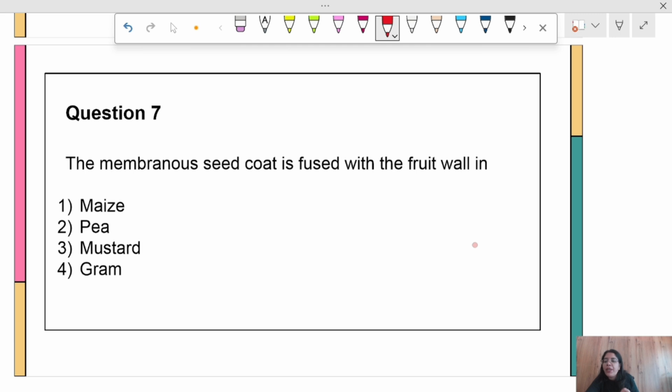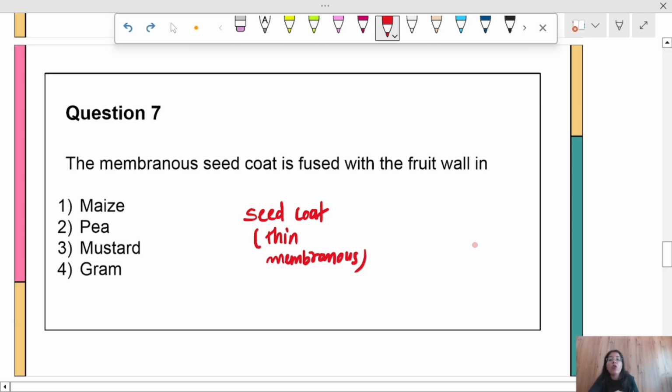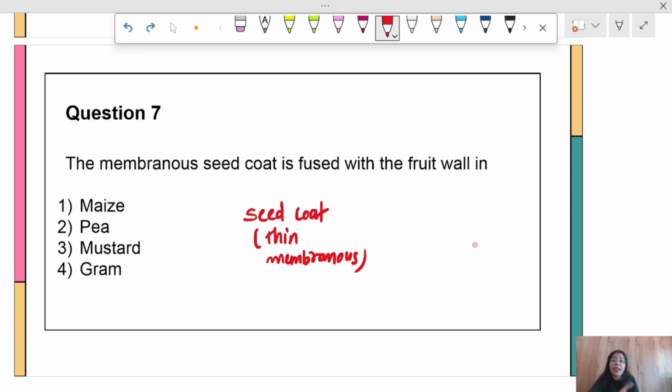The membranous seed coat is fused with the fruit wall. Maize, pea, mustard, gram. Always remember, when your seed coat is very thin and membranous, not very thick like in dicots, which is divided into testa and tegmen in dicots. But in monocots, you don't have that condition. There, the seed coat is very thin and membranous, so it is often fused with the fruit wall. This condition is there in maize.